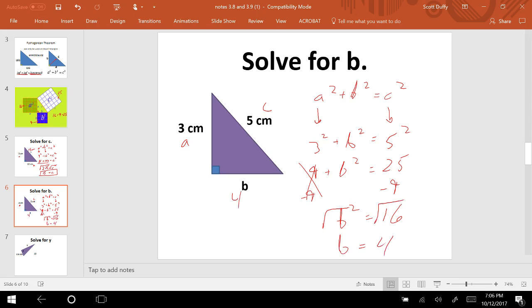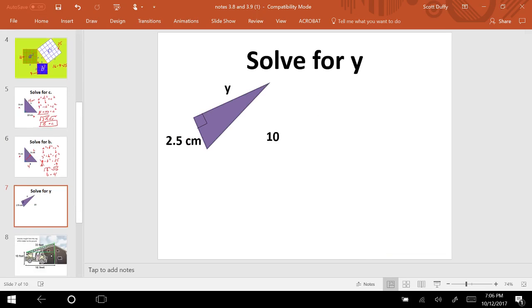So these two sides should always be less than the long side. The side that is across from the right angle, that's the hypotenuse, that should always be the longest side. And if what you solve for b or a is not, then you need to redo that.